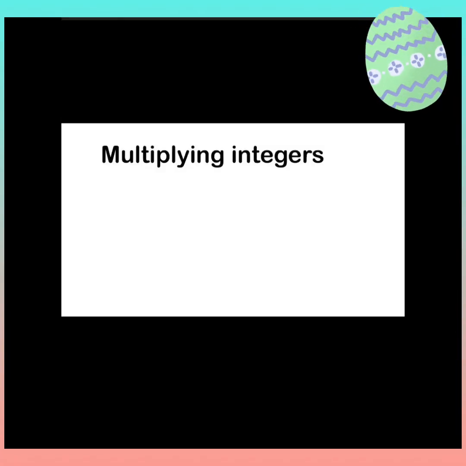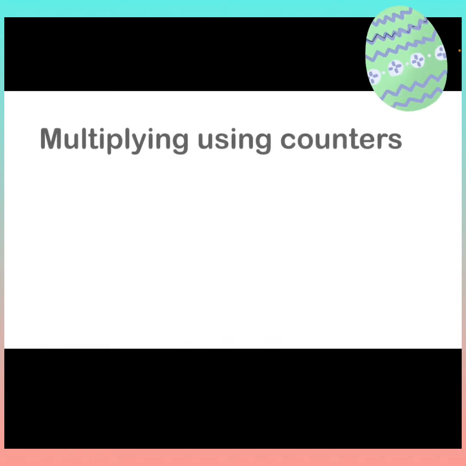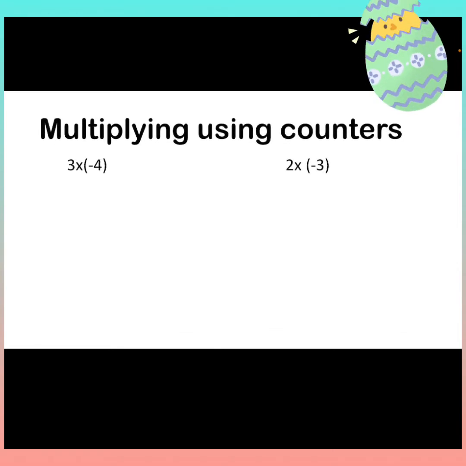For now, we will mainly focus on multiplying integers. We will see multiplying integers using models, like using counters and using number lines. Now we are going to see how to multiply integers using counters. So here are two questions, 3 times -4 and 2 times -3.